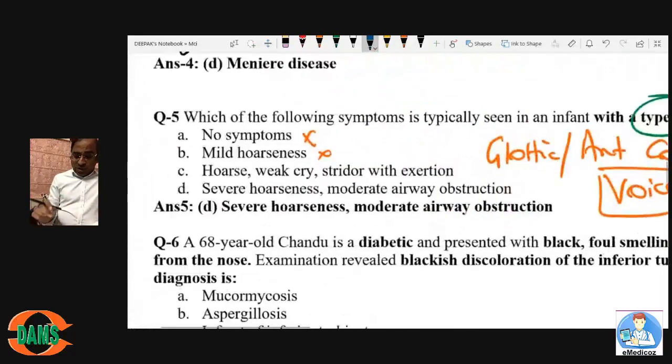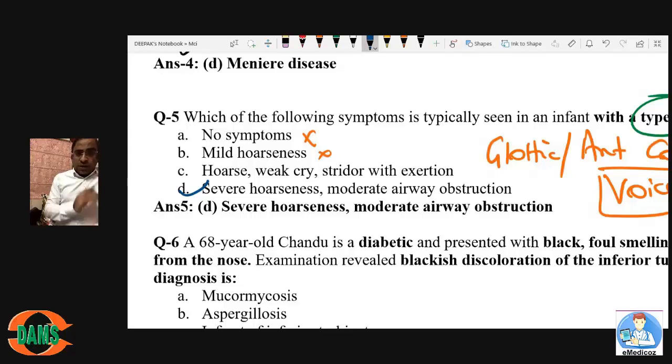So options A and B are ruled out. Hoarseness, weak cry, onset with exertion. No, moderate airway obstruction is always there. So option D is the best option among the 4 choices.